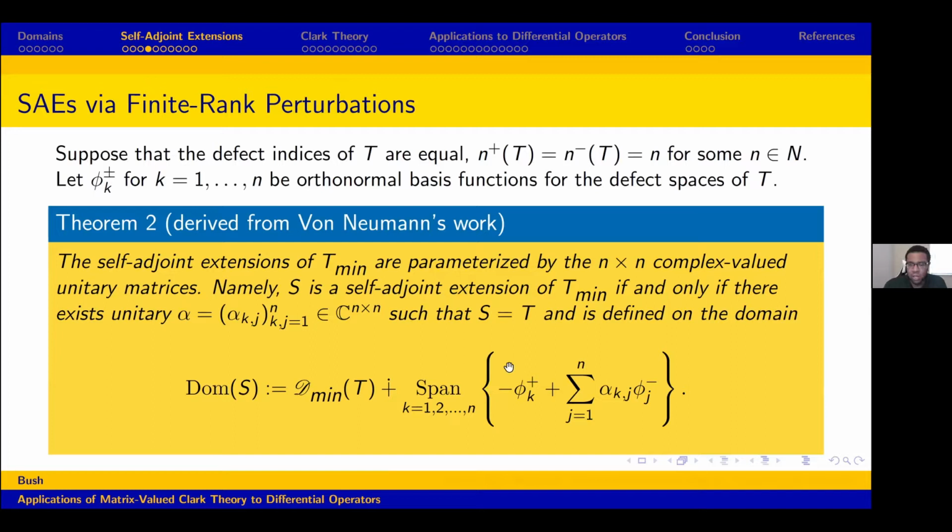And you'd be looking at, so you essentially only have one direction, if you will. That sort of is really what we're looking at, is how many directions we're adding in order to get to a self-adjoint extension. Okay.